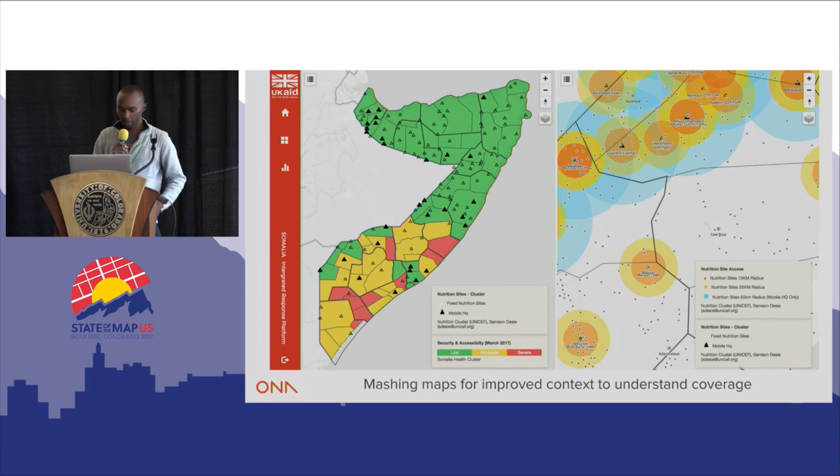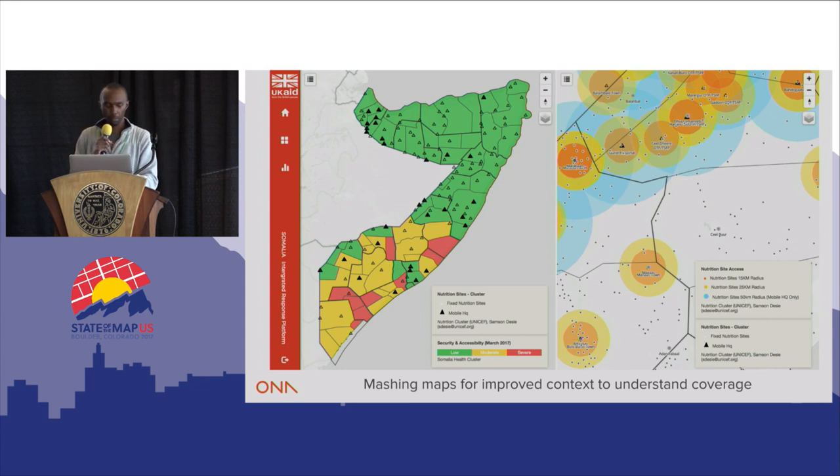So the next example is a mapping of nutrition services, generally in Somalia. On the first map, you could see the facilities being mapped more to the northern side of Somalia. And the cool thing about this is you can overlay different information from different sources.